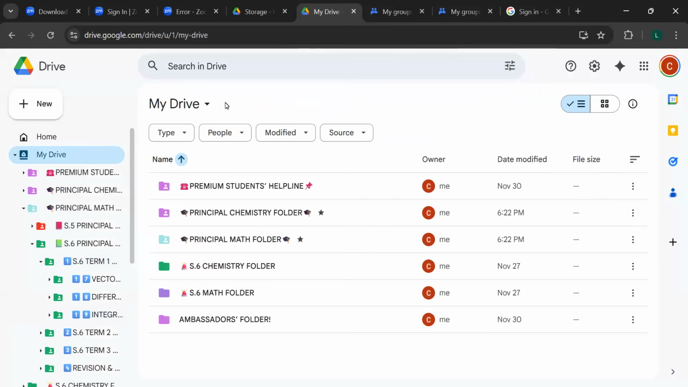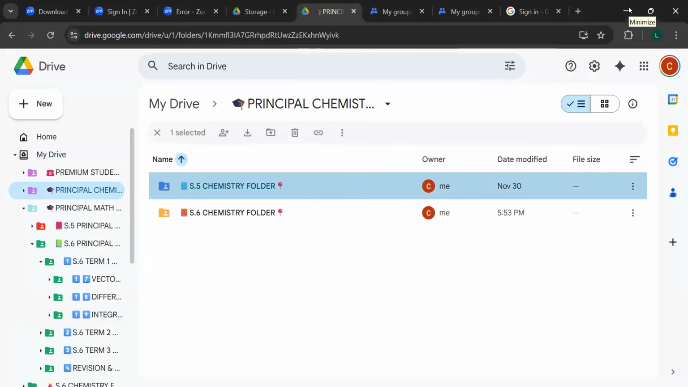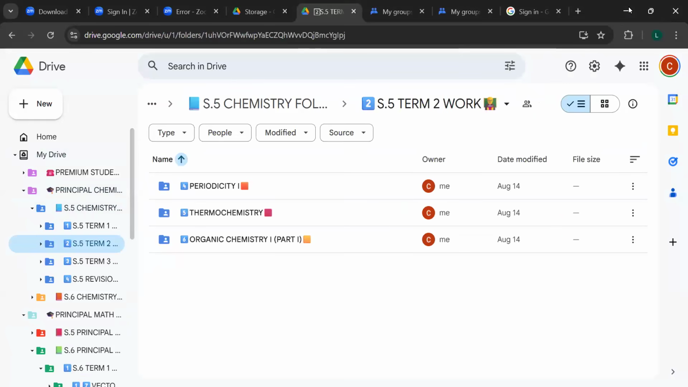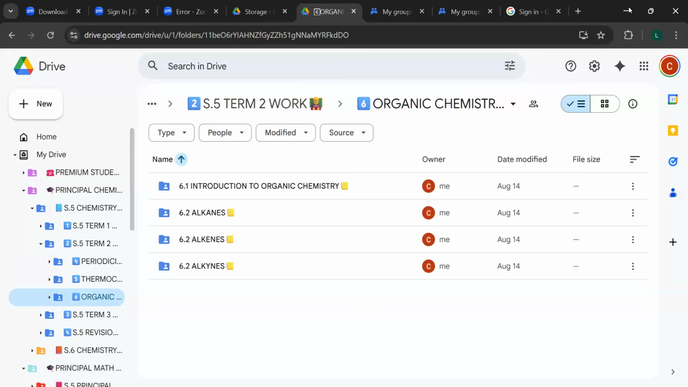I don't know if people can see my screen. Those who have the drive, I request that when you go to the Principal Chemistry folder, go to Senior 5. After Senior 5, go to Term 2. After Term 2, go to Organic Chemistry 1, Part 1. After that, if you want the introduction, you go there.